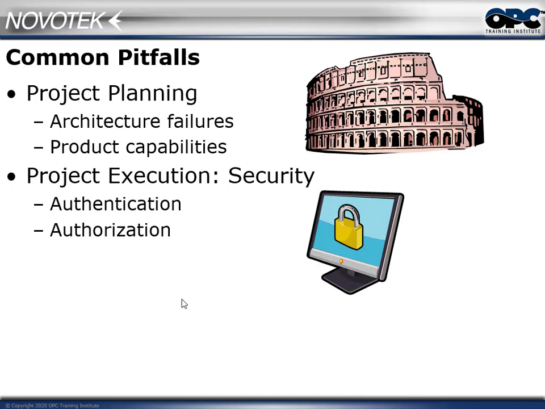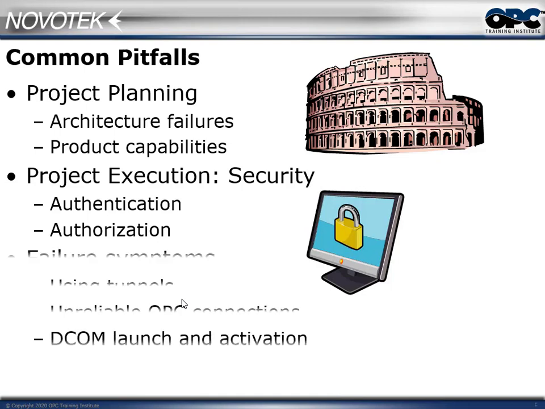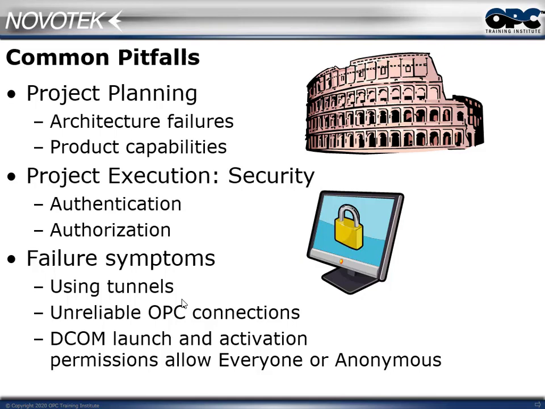Now, project planning is one. The second is the execution, very specifically. And what typically gets people is security when it comes to authentication and authorization. Well, they may not understand it's a security problem. What they will see is that they don't have a connection, or maybe they can't browse for OPC servers, or they can browse but they can't connect to the OPC server, or the OPC server isn't giving them automated updates, or maybe their systems seem to be very slow. So these are problems caused typically by security.